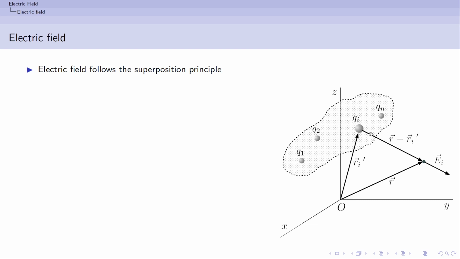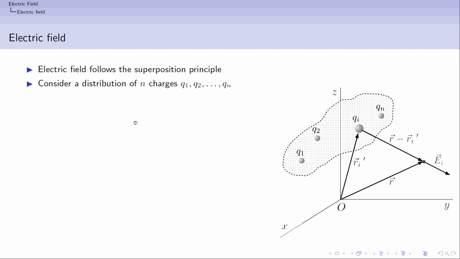So this charge is going to give us an electric field Ei. So we find out what this electric field Ei is, then we do it for each and every charge, and then we take the summation over this entire distribution. That is a vectorial addition of all the electric fields, which is essentially the superposition principle, and that gives us the total electric field.